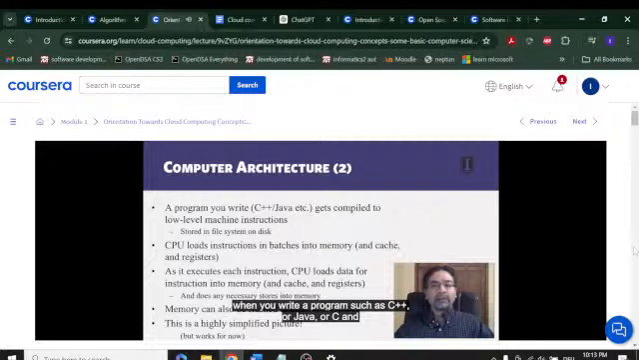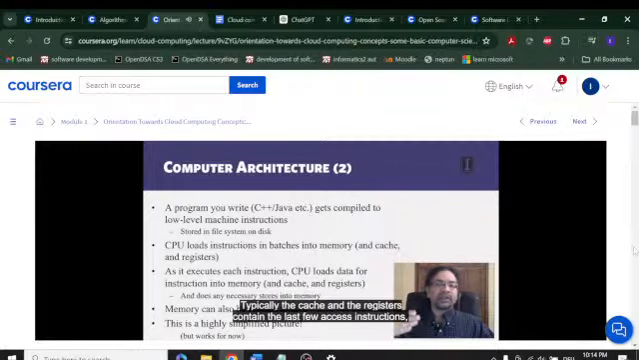So when you write a program, such as in C++ or Java or C, and you compile it, it gets compiled to low-level machine instructions. These machine instructions might be specific to the architecture of the machine on which you're running, or it might be a virtual machine, like JVM code. In any case, these low-level machine instructions are the executable version of your program, and this is stored in the file system on your disk. When your program starts executing, when it becomes a process, the CPU loads instructions in batches, or in a more simplified way, one by one. It loads them into memory and then into cache and into registers.